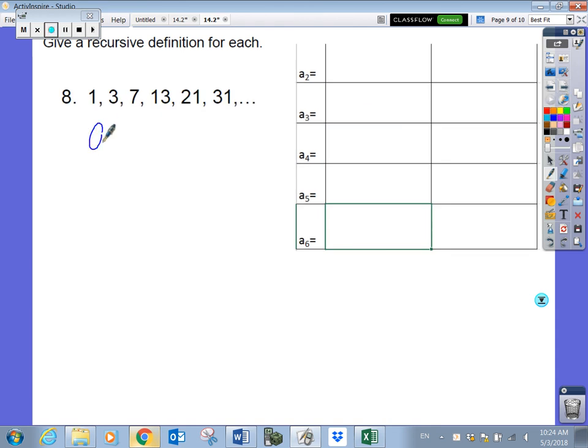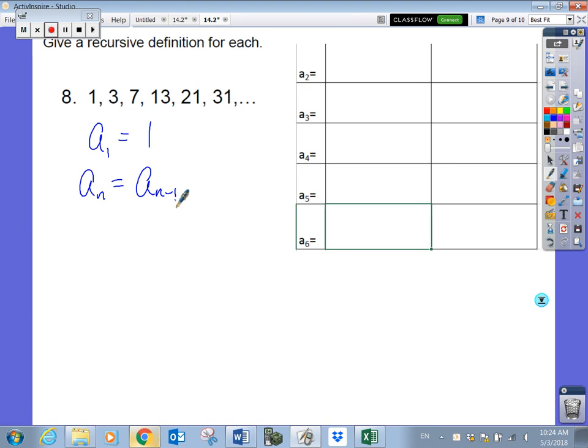All right, so here we have a sub 1 equals 1. A sub n, we're doing something to the previous to get to the next. So when we look at that, if I add 2, I get 3. If I add 2, I get 5. So adding didn't work. Multiply by 3 didn't work. Dividing isn't going to work. So this one's going to require a little bit more.